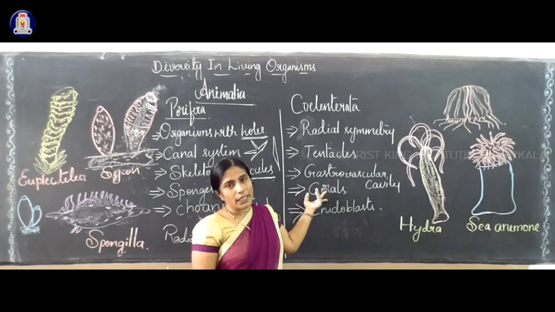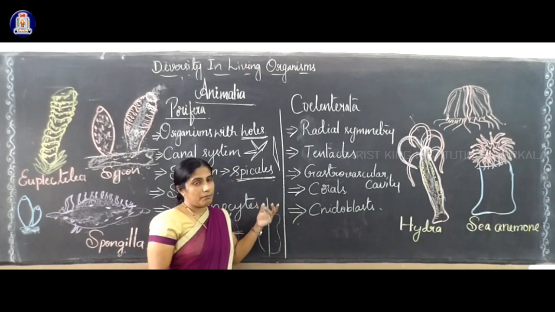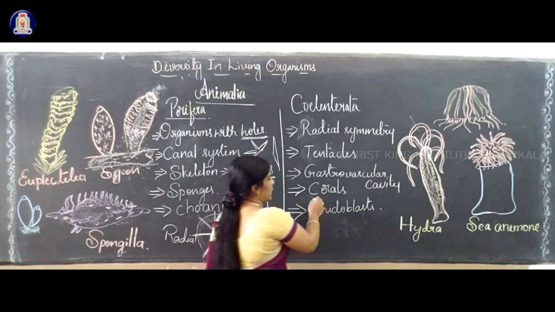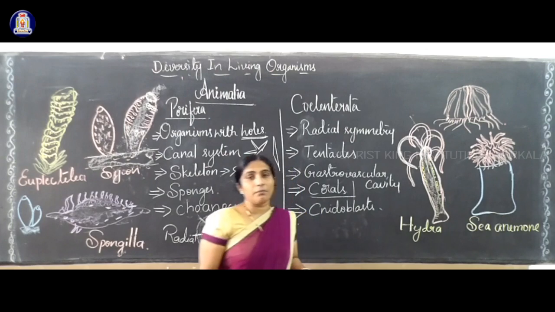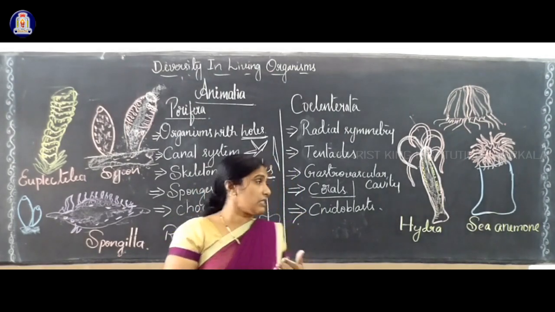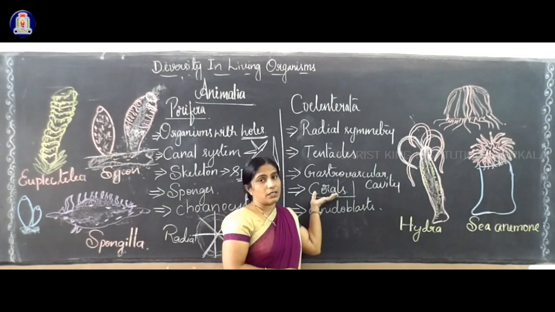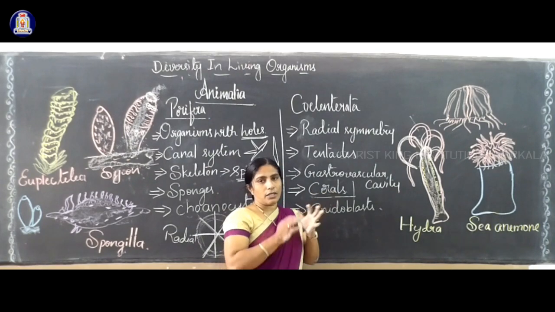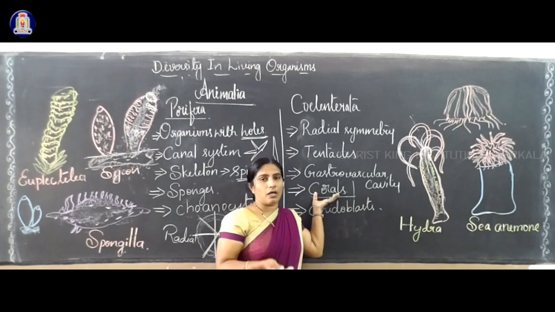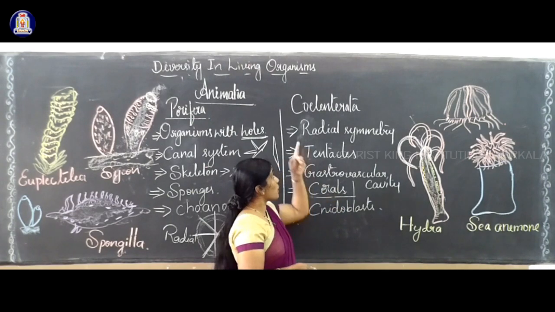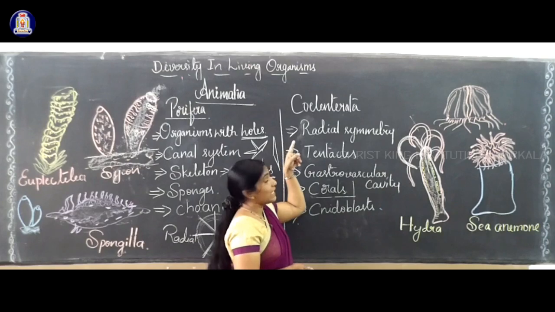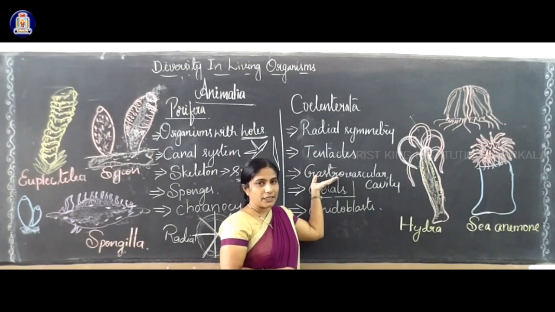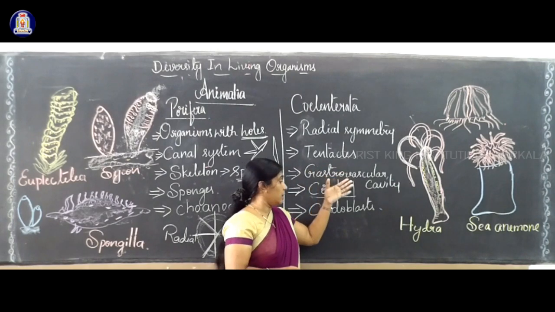They are commonly called corals, and maximum of this group are called corals. The reason is that they are deposited with calcium carbonate. The internal structure is deposited with a calcium carbonate structure, so that's why they are called corals. Mainly they are used for ornamental purposes. They also come under the group of animals Coelenterata. Since they consist of a gastrovascular cavity, they are called coelenterans.